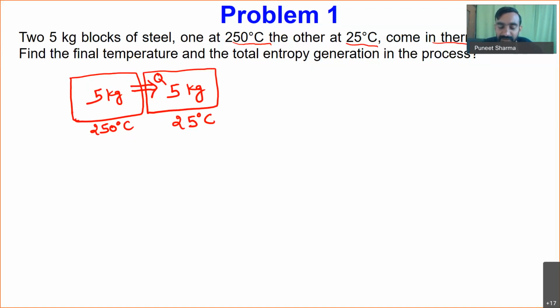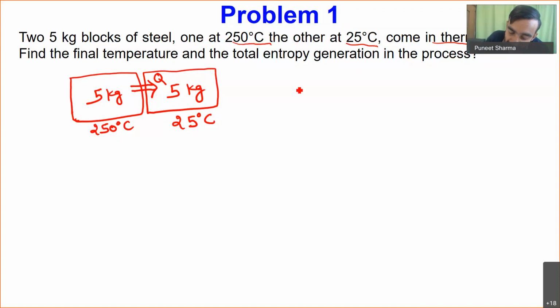Why will we have entropy generation? Because we have this heat transfer process across a finite temperature difference. One block is at 250, the other at 25, a finite temperature difference. Once they reach thermal equilibrium, the temperature difference vanishes and the heat transfer rate also vanishes. But before that, heat transfer takes place under a finite temperature difference.